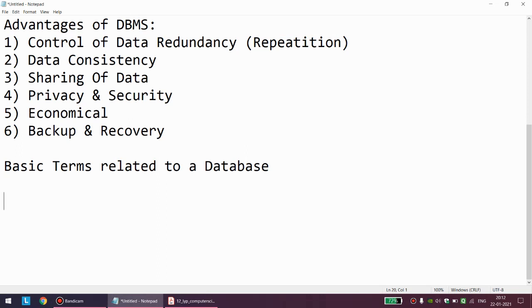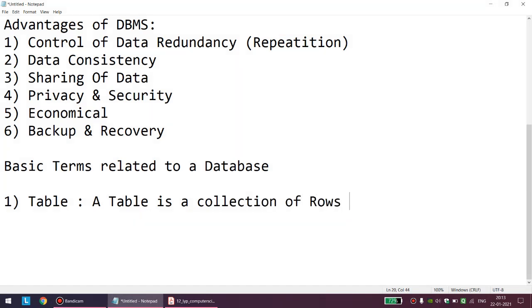The most basic term, as we already discussed, is a table. Whenever you are working with a database, it will contain tables only. So what is a table? A table is a collection of rows and columns.